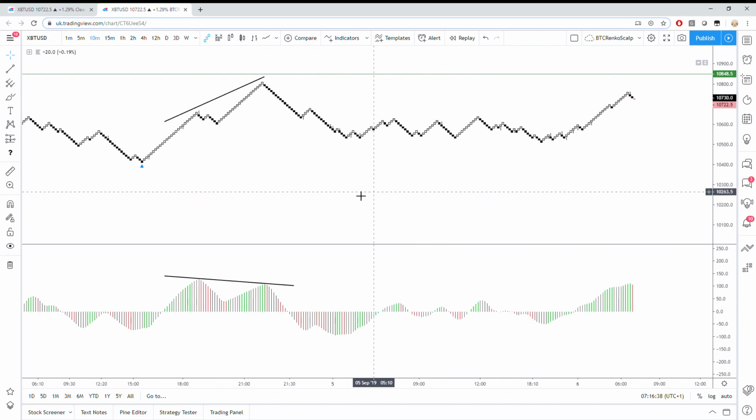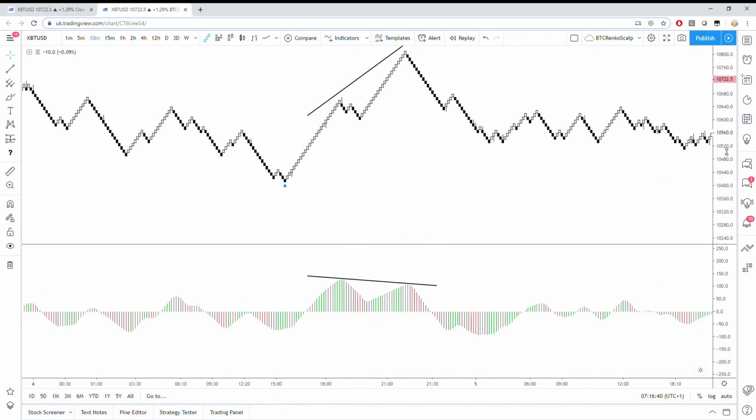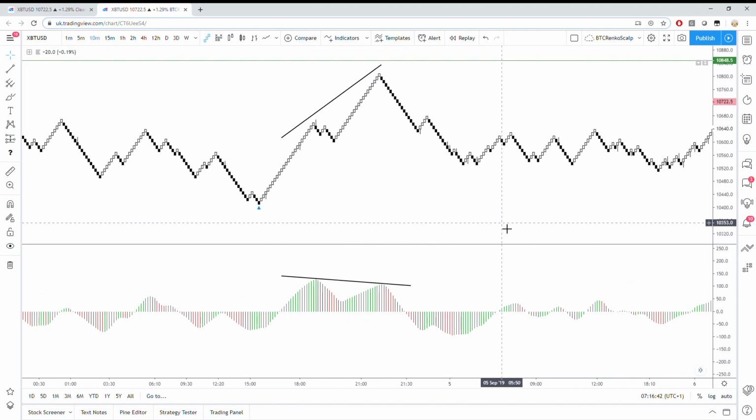Now, one of the things that I'll cover off is when the divergence is confirmed. We have a phrase when we look at the Awesome Oscillator, and that is a 2-bar reversal. What that indicates is when 2 bars of the opposite colour print on the Awesome Oscillator, it usually confirms the presence of the opposite force.